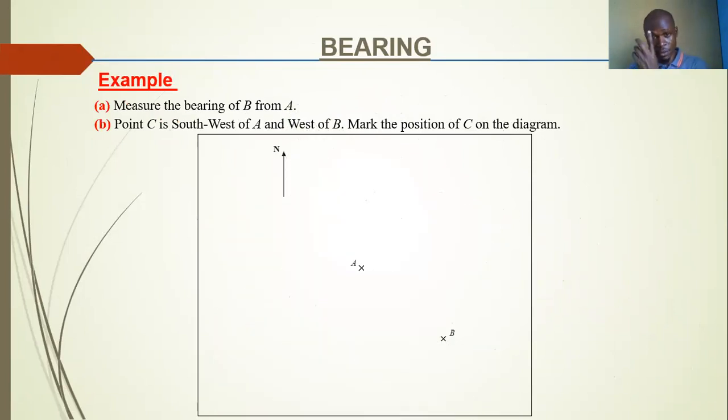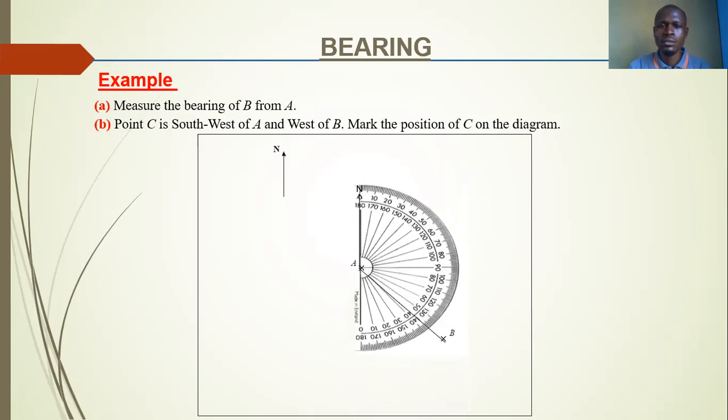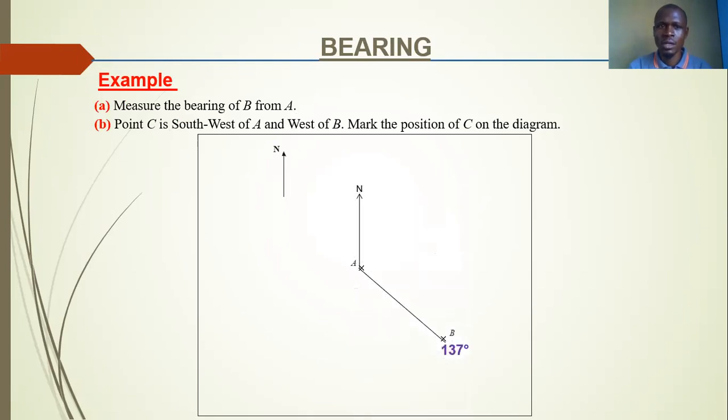Measure the bearing of B from A. Point C is southwest of A and west of B. Mark position of C on the diagram. You can see that. Mark B with a straight line, join A with B, and the north pole of A, you have your angle, which is 137.